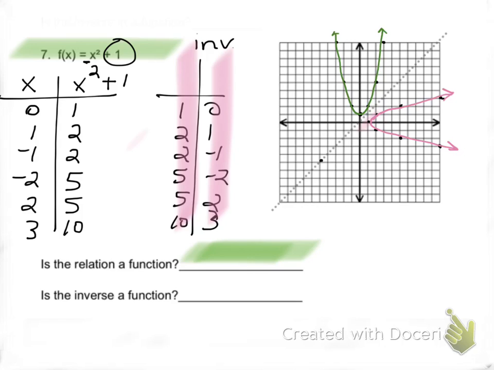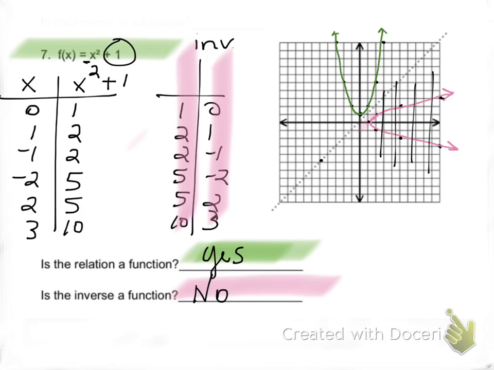Now to answer our questions. Is the relation, the green line, a function? Yes. And our inverse, is that a function? Well, from the vertical line test, you can see, no, it crosses those lines in more than one place. So no, the inverse is not a function. So just because the relation is a function does not mean its inverse is a function. And then on our next page, we talk about a horizontal line test.